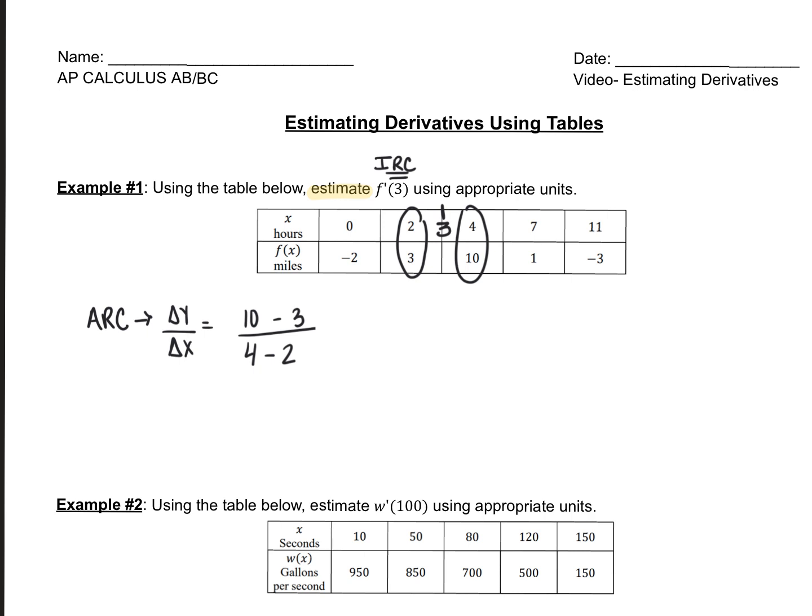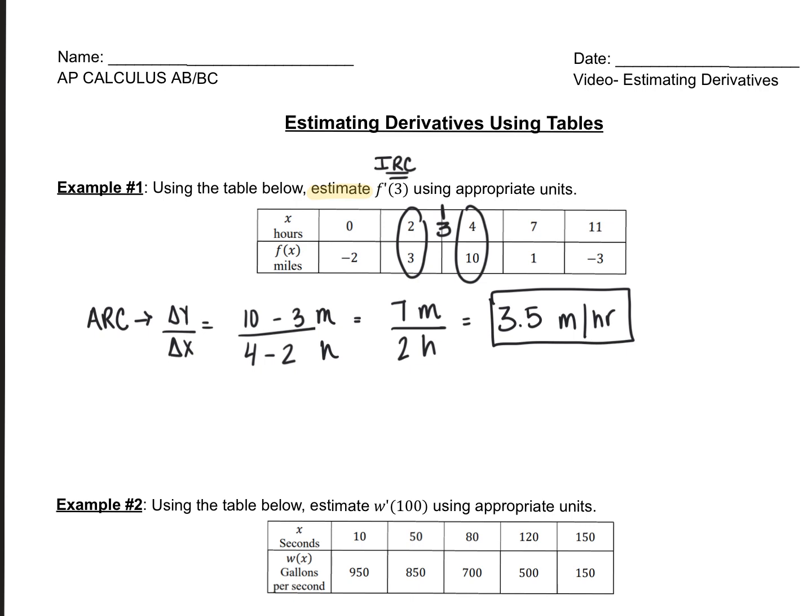The thing we have to look out for is that the directions say using appropriate units. So when we subtract the 10 minus 3, that came from miles, so we're going to put miles here. And then the 4 minus 2 came from hours, so hours. So 10 minus 3 is 7 miles, and 4 minus 2 is 2 hours. So 7 divided by 2 is 3.5. So we can say 3.5 miles per hour would be the best estimate for the derivative.